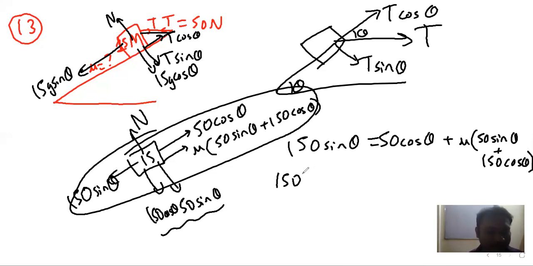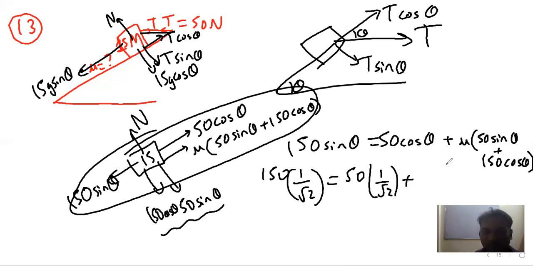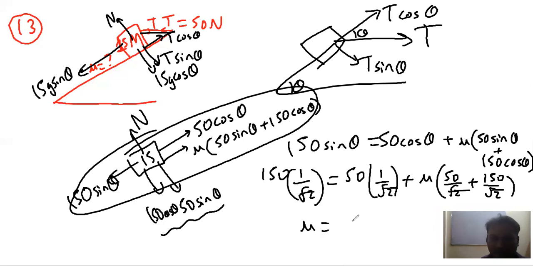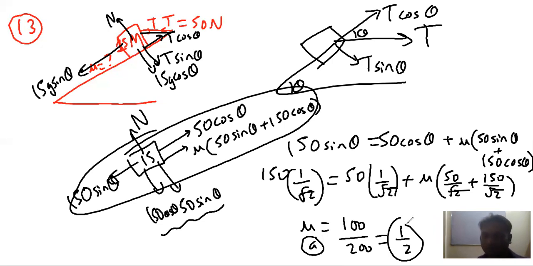Now, in this case, we are given theta as 45 degrees. Let us use that fact. So 150 sin 45, which is 1 by root 2, is equal to 50 into cos 45, which is 1 by root 2, plus mu into (50 by root 2 plus 150 by root 2). Root 2 cancels everywhere, and we get mu as 100 upon 200, which is 1 by 2. So the value of mu comes out to be option A, 1 by 2. The correct answer to question number 13 is option A.